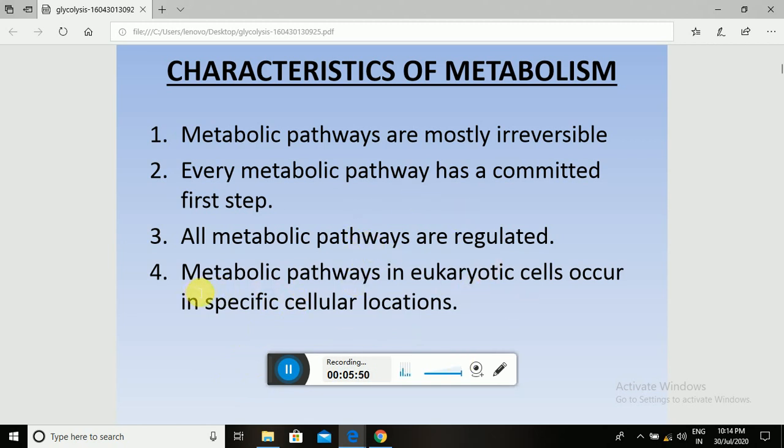And the fourth one is that metabolic pathways in eukaryotic cells occur in specific cellular locations. Each and every specific pathway has a specific location. Some pathways are carried out in the nucleus, some in the cytosol, and some in the mitochondria. So the different types of metabolic pathways in a eukaryotic cell have specific cellular locations.